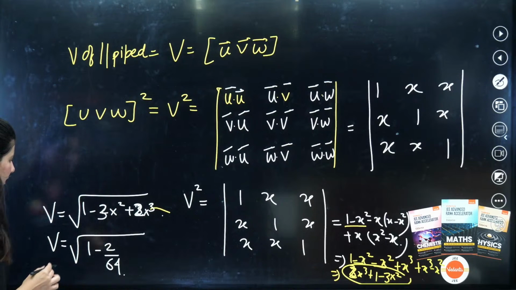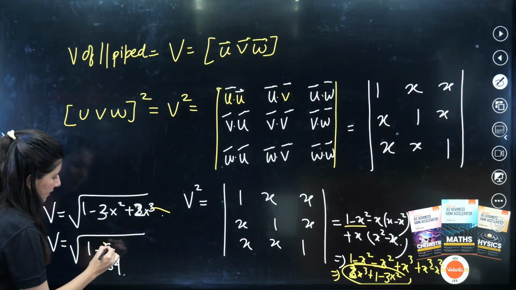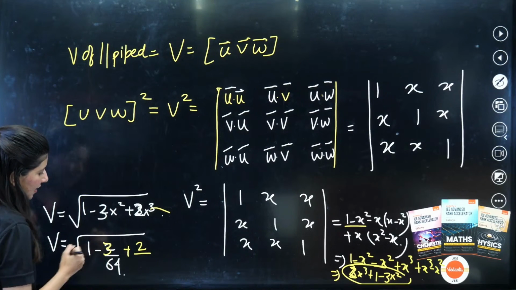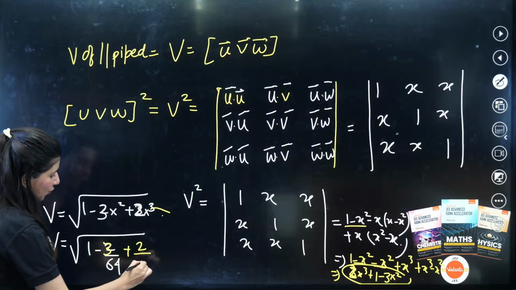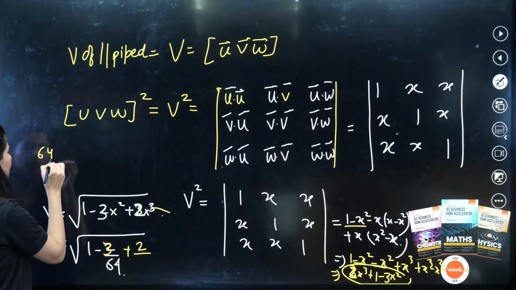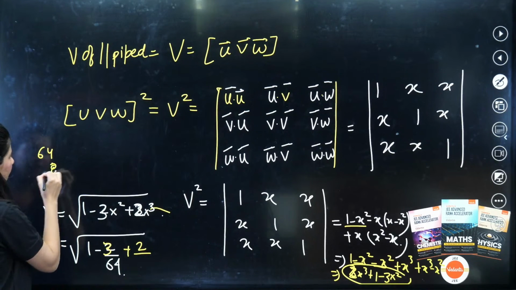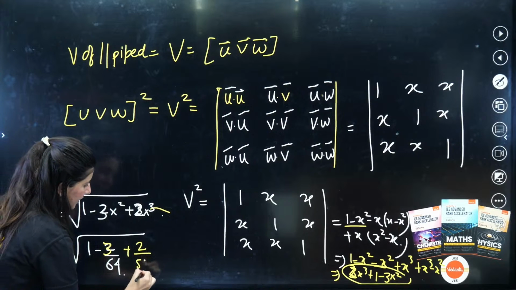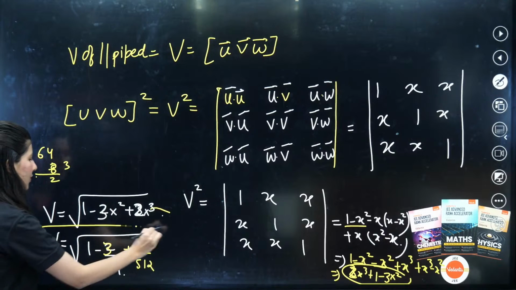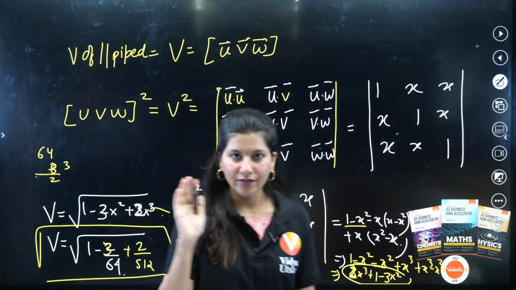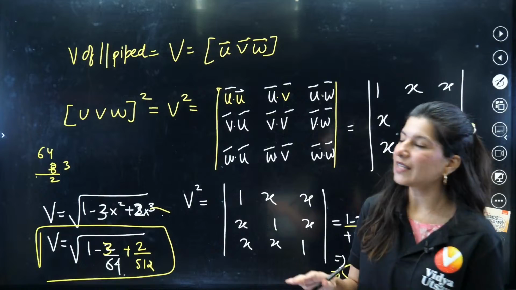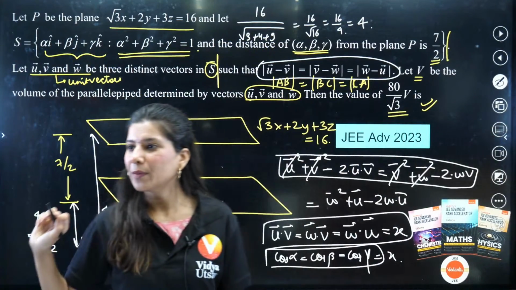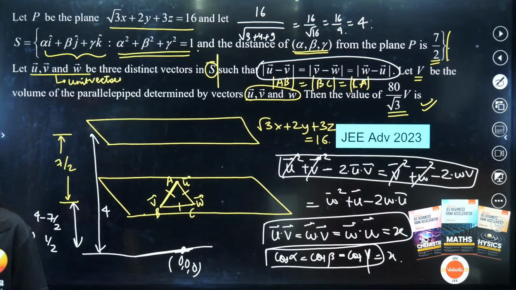Correct. So 3 by 64 plus 2 by 512. 64 into 8 is 512, yes. So this is how your volume is going to be. Now you have to calculate the value of the volume, and once you are done with that, you have to plug in the value over here and let me know your answer in the comment section.